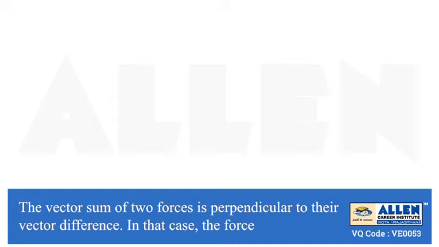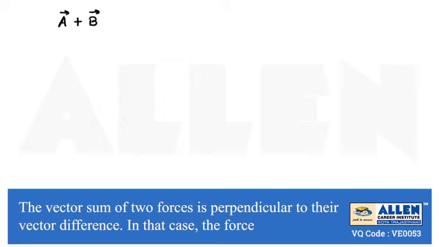The vector sum of two forces is perpendicular to their vector difference. In that case, here we are discussing the vector sum of two forces and the vector difference of these two forces. Suppose these forces are A vector and B vector.